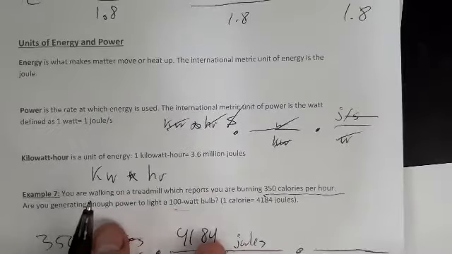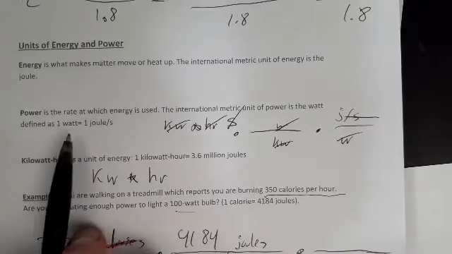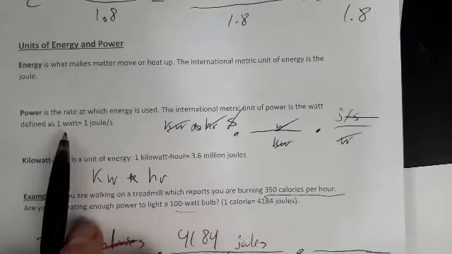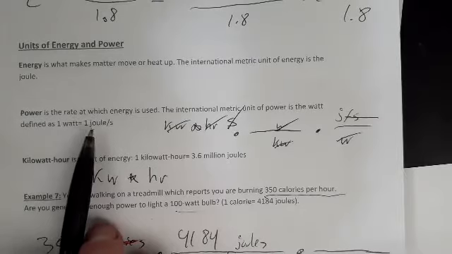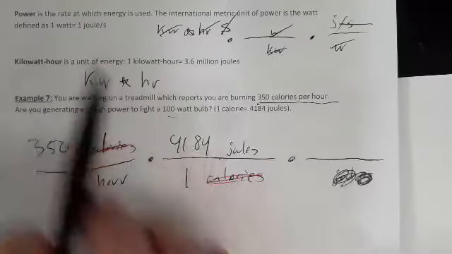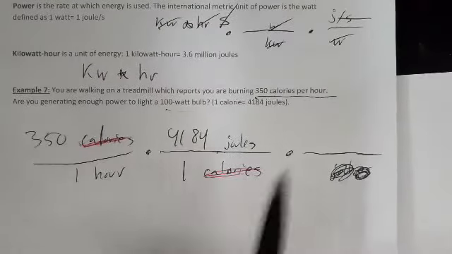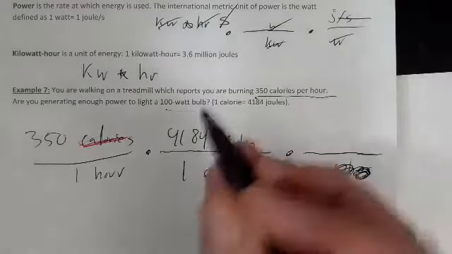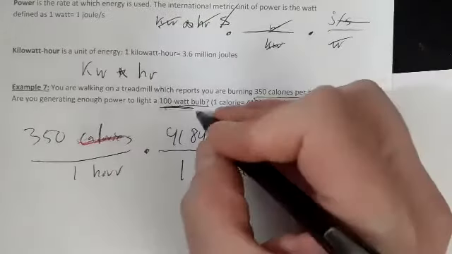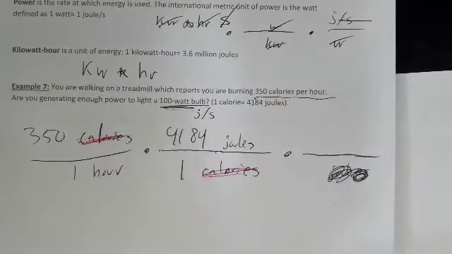I want to end up with something that is in watts. And saying watts is like saying joules per second. So I want to end up with something that is in watts. But if I say watts, I think it's actually easier to do and solve for joules per second.